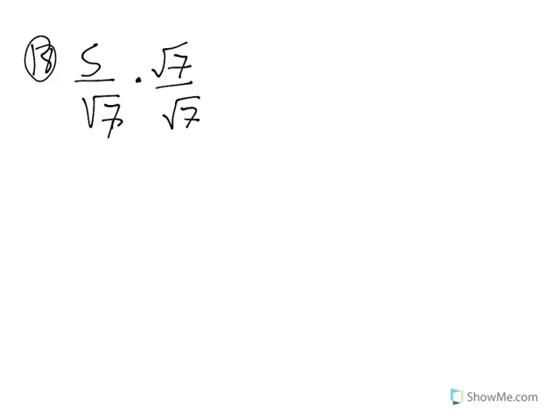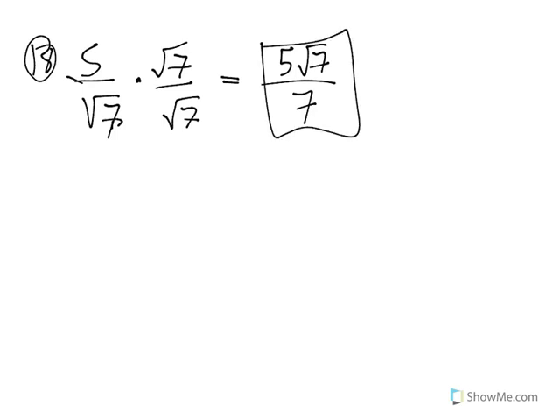Okay? Number 18 is actually easier. 5 over root 7. When it's just a plain Jane radical, it's actually really easy to rationalize the denominator. You just multiply by the radical itself. The top is 5 root 7. The bottom, root 7 times root 7 is the same thing as root 49, or just 7, right? And that's it. 5 root 7 over 7.